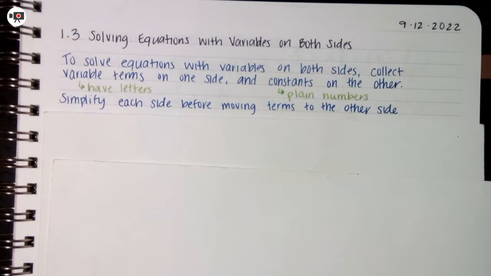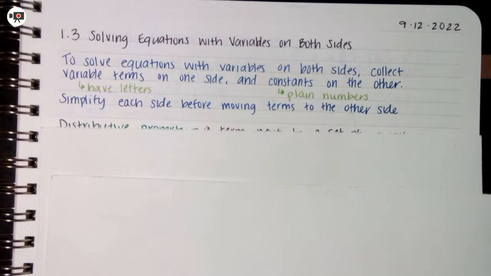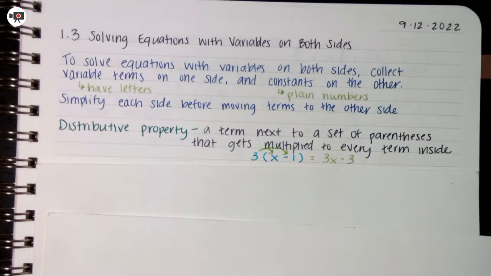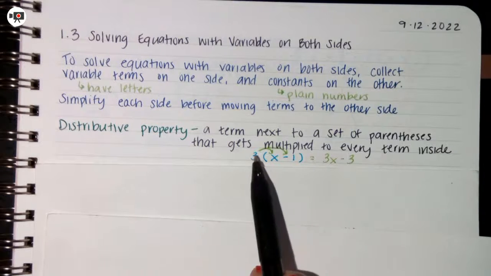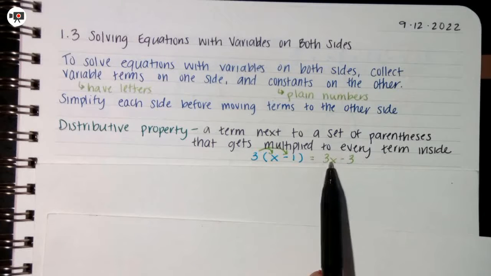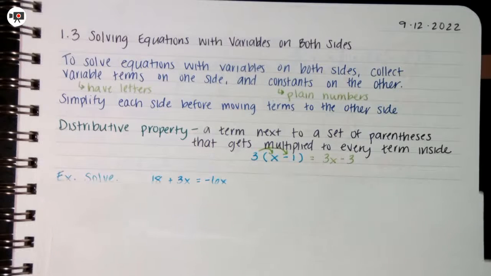They are plain numbers. We need to make sure we are simplifying each side before moving the terms to the other side. To do that, we can use something we call the distributive property, which is where a term is next to a set of parentheses, and that term gets multiplied to every term inside the parentheses. So here I'd have 3 times x and 3 times negative 1, which makes 3x minus 3.